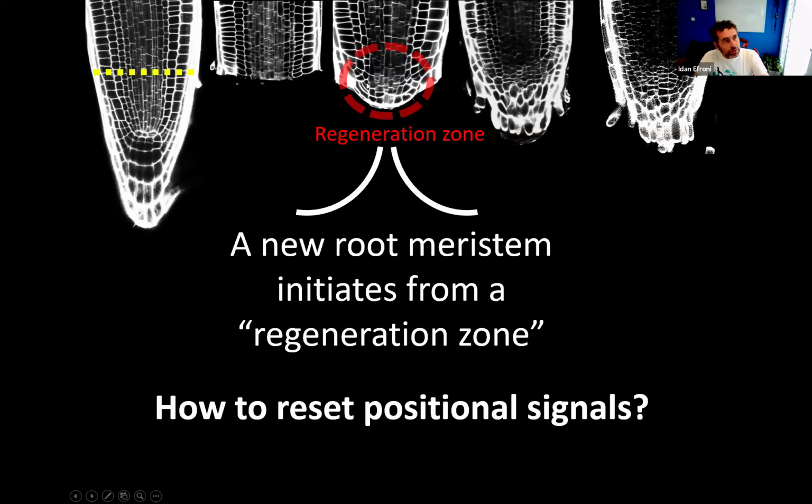And the reason that we're interested in the case of mobile signals is because the root will reform from cells right here at the tip. So you have all these mobile signals telling cells what to be and where they are. But once we cut this, these cells have to somehow reset all these mobile signals, and they have to adopt a new identity in order to form the new root cap and repair the root. So we wanted to know what goes on in this specific region in terms of the mobile signals.